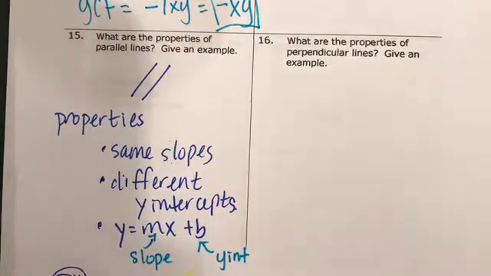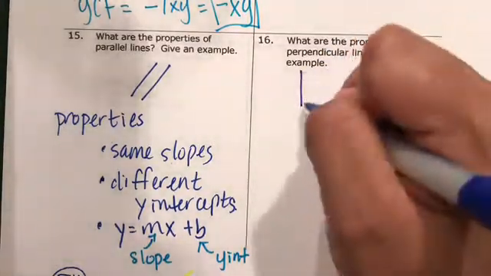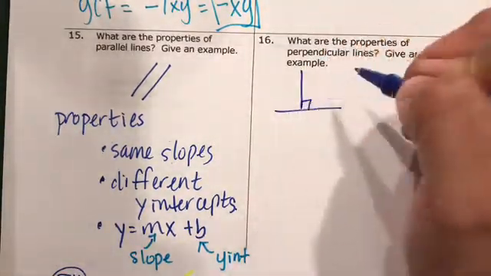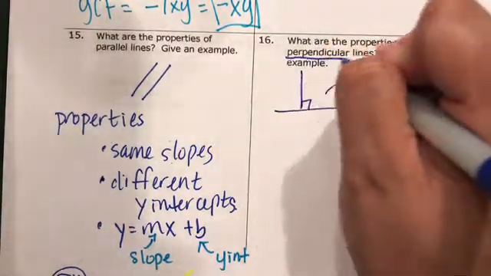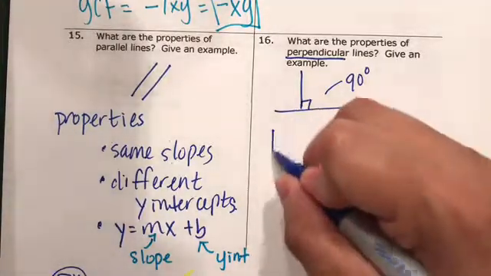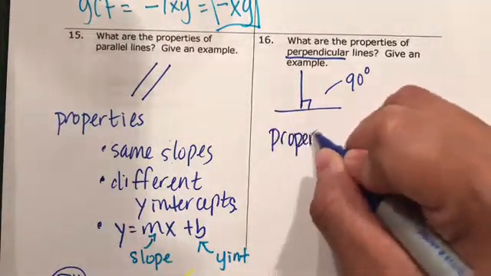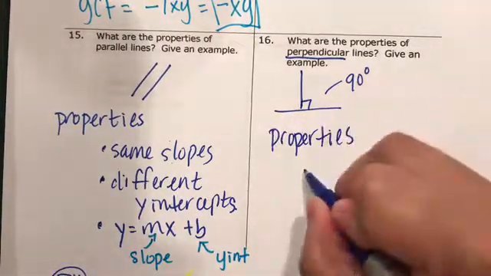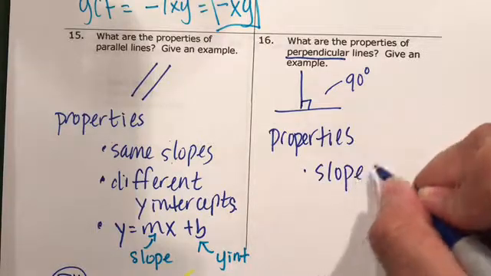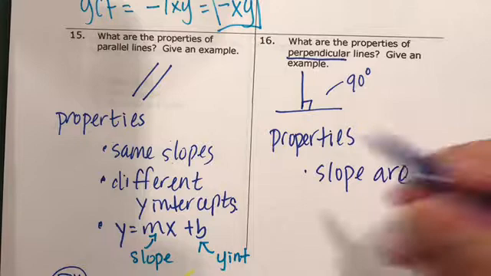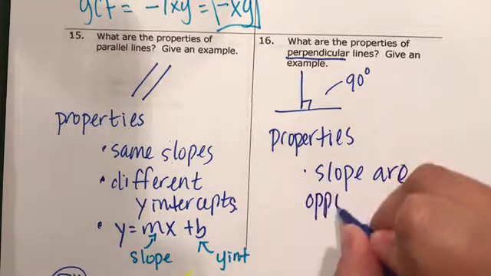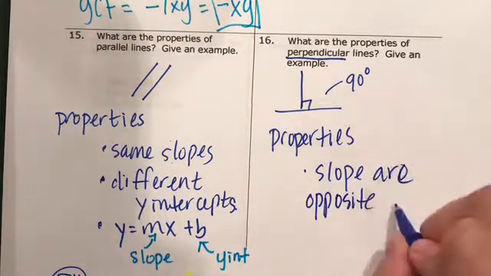Okay, number 16, what are the properties of perpendicular lines? The symbol for perpendicular lines is a right angle, so this is 90 degrees. That's what perpendicular means. And the properties, so we're going to talk about slopes, are opposite, they are opposite reciprocals.